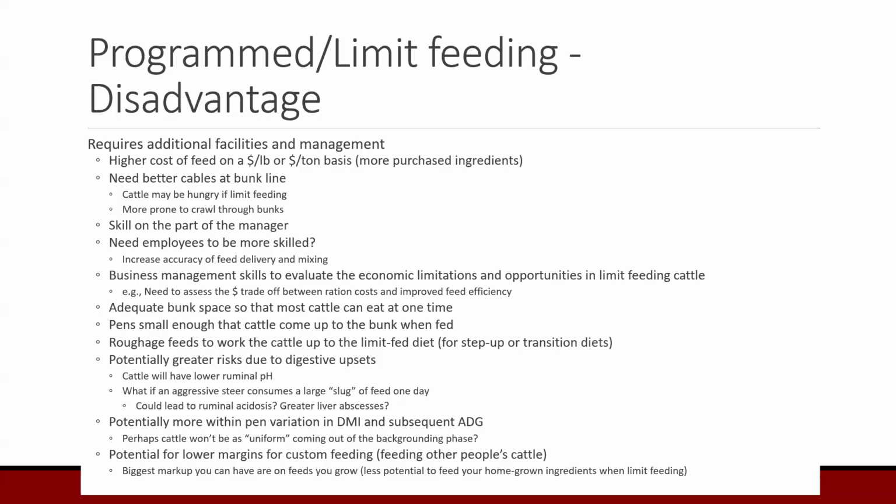So if I am a custom feeder and I grow my own roughages, like my own silage, I can charge a fixed cost markup to that ingredient to my client, right? If I'm buying in commodities, the ability for me to add margin to that feed to have a fixed cost feed markup is much less. Does that make sense? Okay.